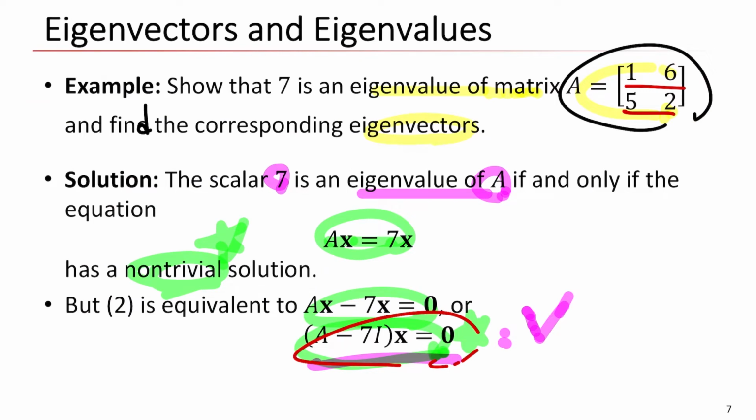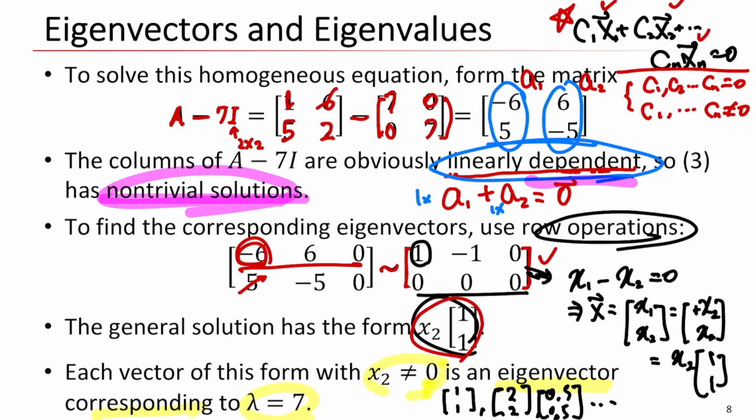We can easily find the eigenspace by solving this equation, something like this, right? Using some row operation technique to find the solution. If we find the general solution of this problem, it will be something like this, right? When x2 is not equal to 0, there are infinitely many possible eigenvectors. It can be (1, 1), (2, 2), (0.5, 0.5), something like this, right?